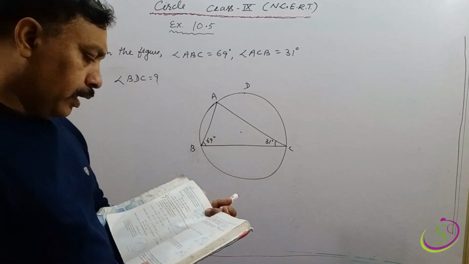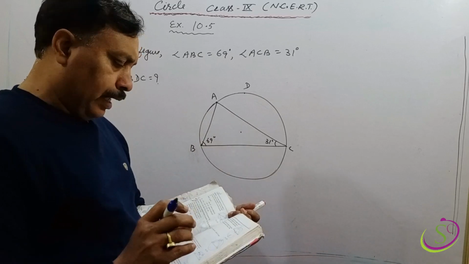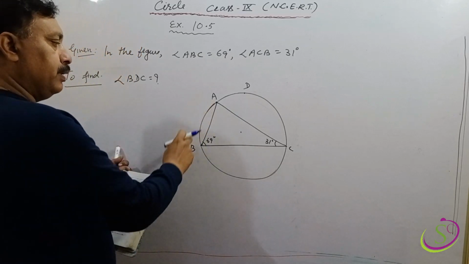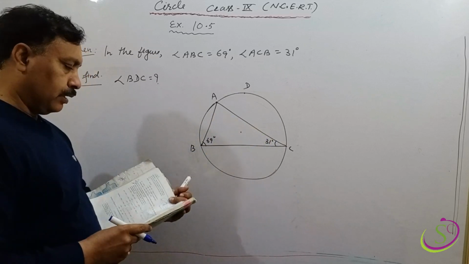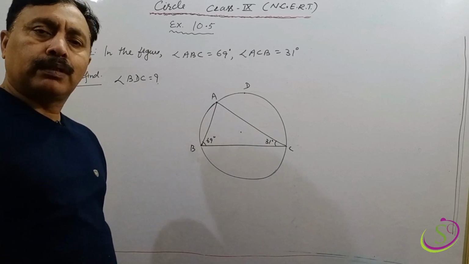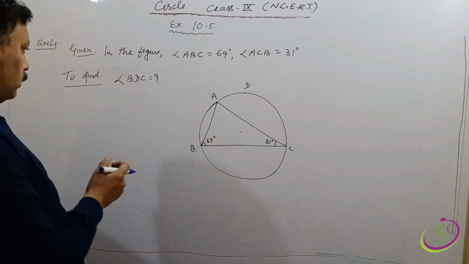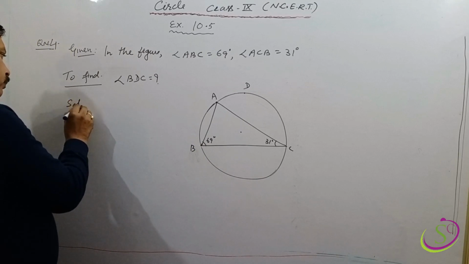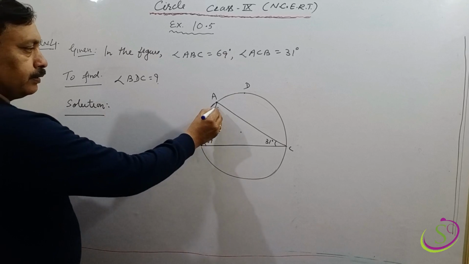Now question number 4. It is saying that in the figure, this angle ABC is 69 and angle ACB is 31 degree. Then find the angle BDC. What will be the value of angle BDC? Okay, so first of all, we will find this angle.